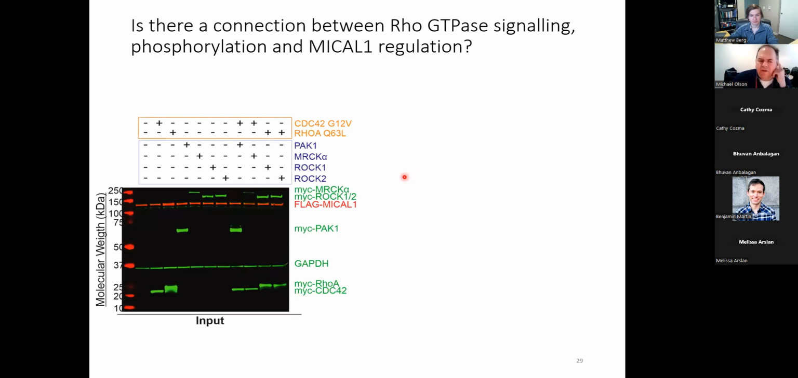So my postdoc David did this experiment. It's a little bit complicated to explain, but he expressed two different active forms of either Rho or CDC42 alone, or with their effector kinases that they bind and regulate.